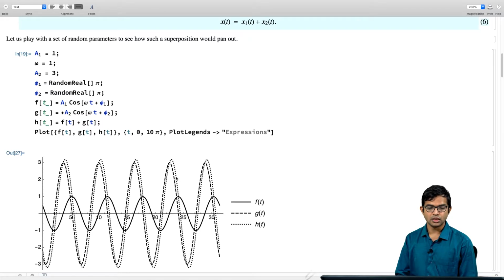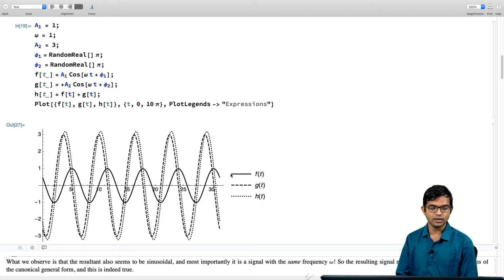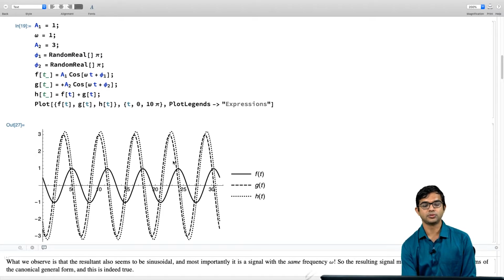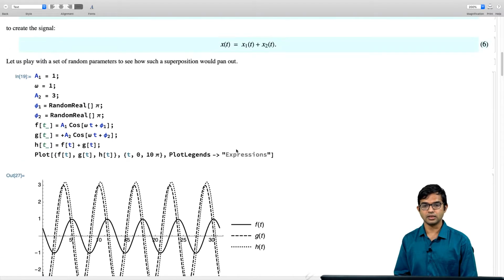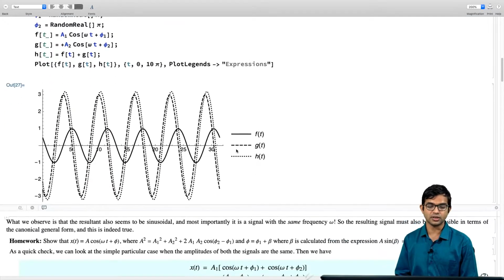What is most important to observe here is that in fact all three functions have the same period, right, which is not a surprise if you think about it for a moment. You are adding two signals, each of which has the same frequency, so it's not a surprise that the sum of these two signals also has the same frequency. And it is sinusoidal in nature. You added two functions which were sinusoidal, of the same nature, so the final signal also must be expressible in the canonical form, which in fact is true.